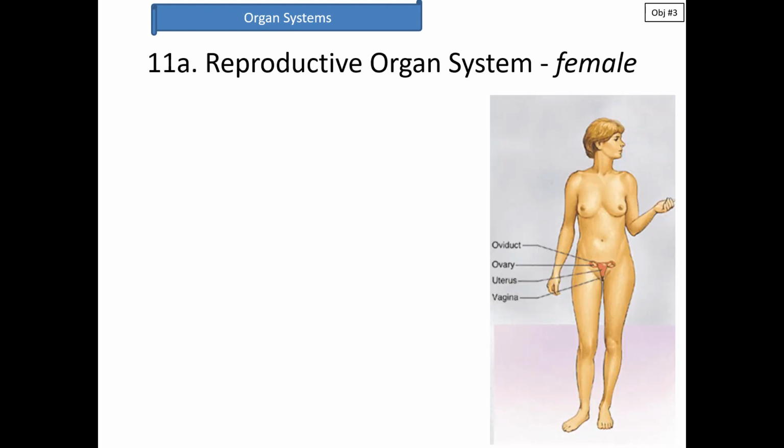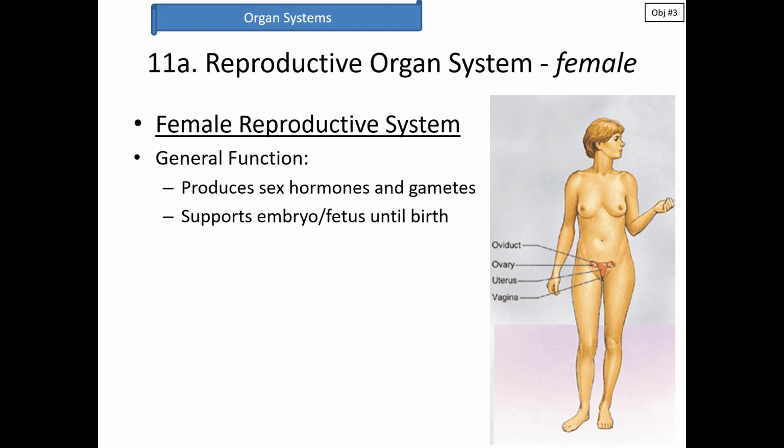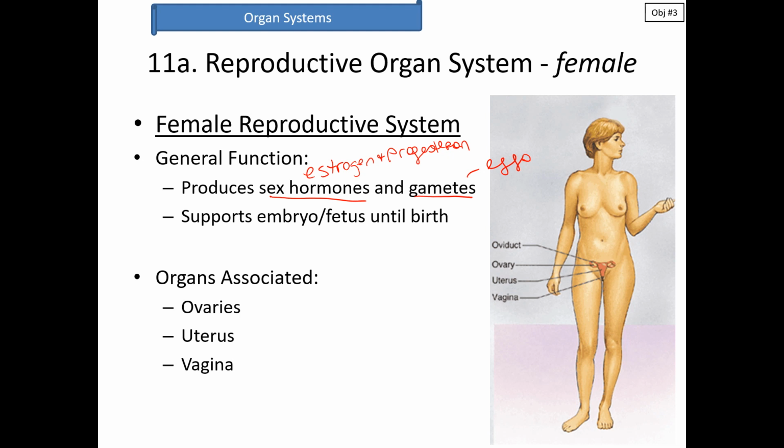Reproductive system, we've got two, male and female. So the female reproductive system, its function is to produce sex hormones, and the sex hormones we're talking about are estrogen and progesterone. And it also makes gametes, and the gametes we're talking about are eggs. Its job is also to support the embryo and fetus until birth.